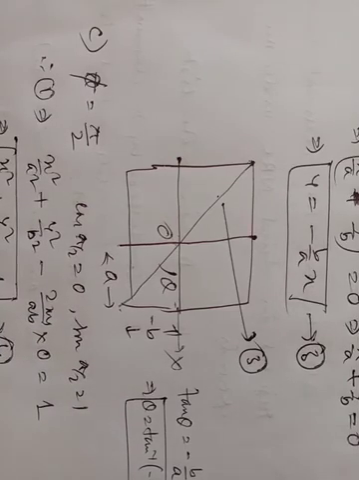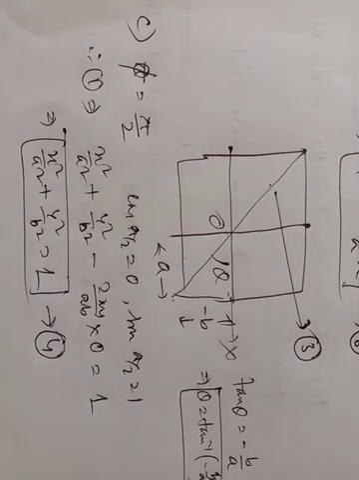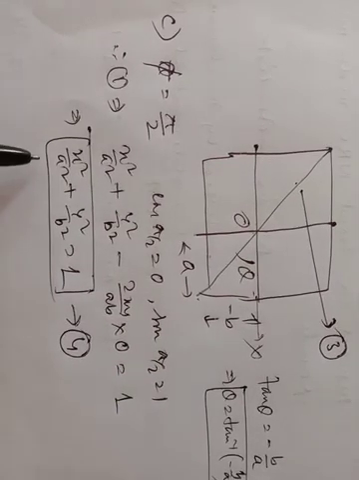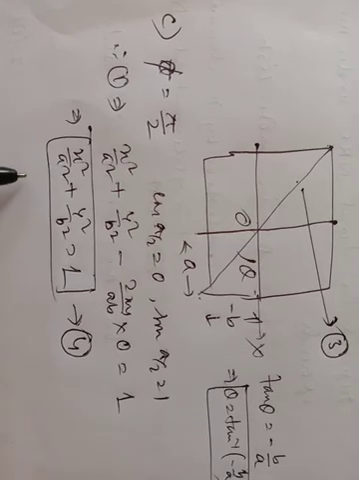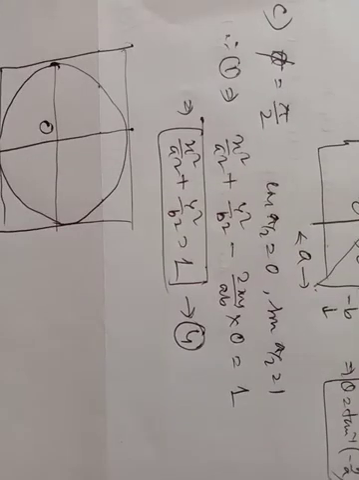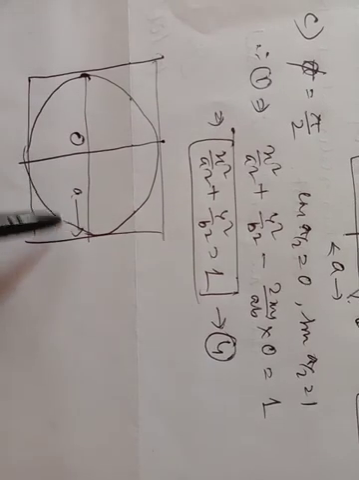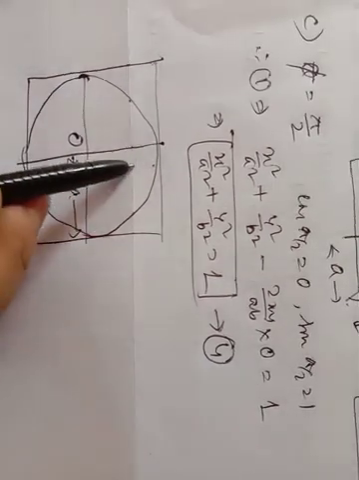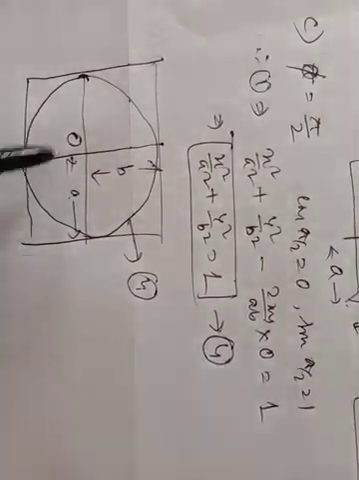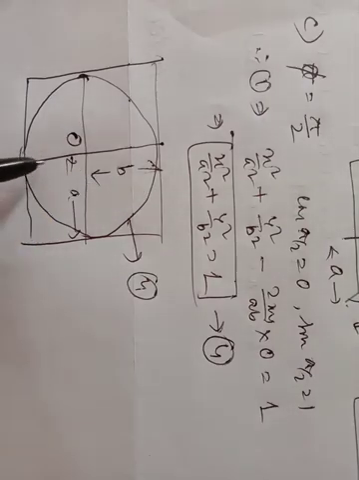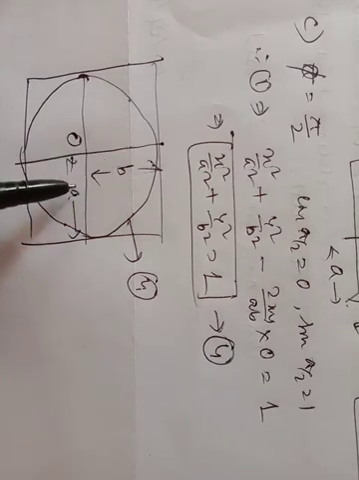This equation represents the equation of an ellipse having semi-major axis A and semi-minor axis B, as shown in the figure below. You see here, this is our semi-major axis A and this is our semi-minor axis B. So this represents equation 4. This is the equation of the ellipse where A is the semi-major axis, B is the semi-minor axis.